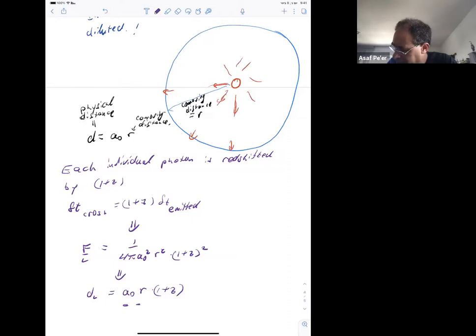Now, R, of course, is not something which we can measure. So we somehow have to remove it, and I'll do that in a few minutes. But before I do that, I want to mention another possibility of measuring distances. So there is more than a single option.